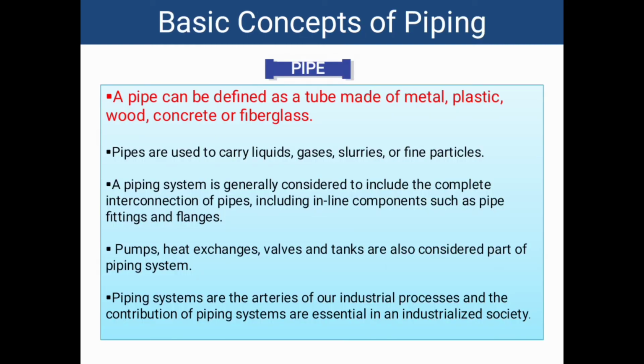What is a pipe? A pipe can be defined as a tube made of metal, plastic, wood, concrete, or fiberglass.